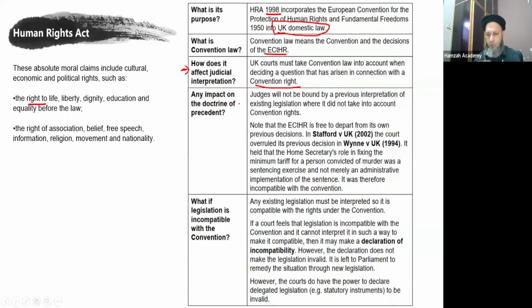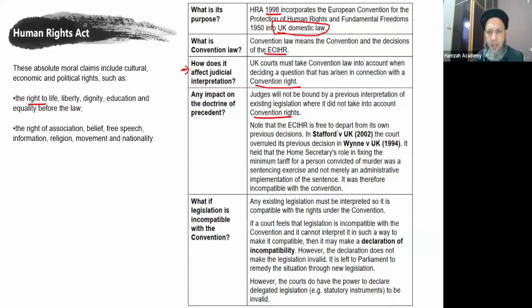So, under normal circumstances, UK laws are sufficient. For example, laws related to property law, contract law, tort law. But if it is something about human rights, then it has to take into account the Convention of the European Court of Human Rights. Judges will not be bound by previous interpretation of existing legislation where it did not take into account the convention rights. So that is the primary point. But in which cases? Not all cases, only the cases related to human rights.